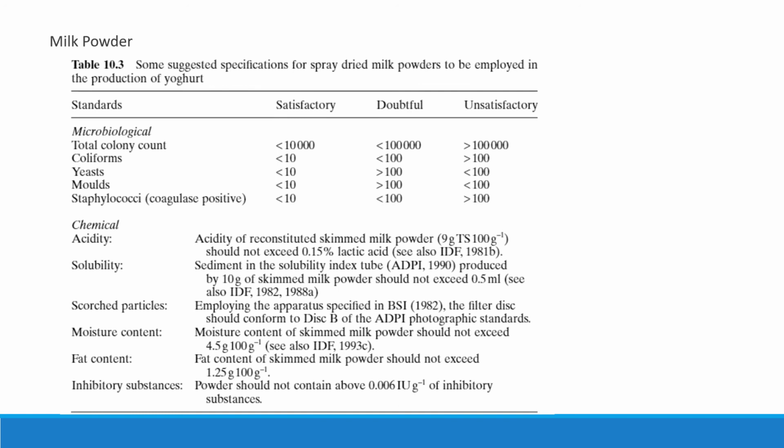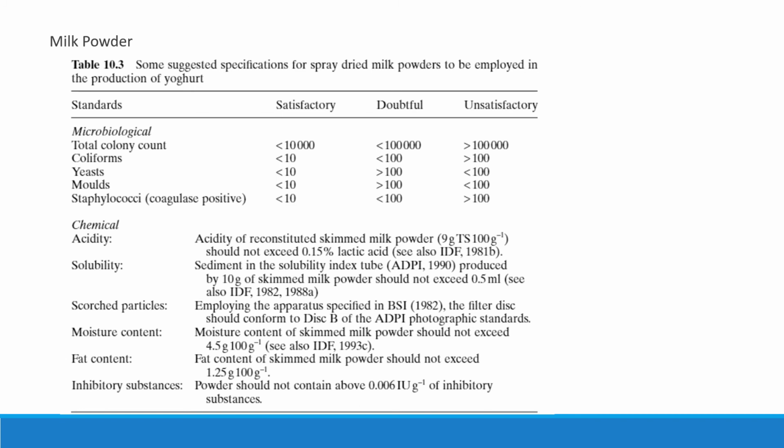For the Staphylococcus, it's coagulase positive. The satisfactory is less than 10, doubtful is less than 100, and unsatisfactory is more than 100. Okay, and for the chemical, the acidity should not exceed 0.15% of lactic acid. And for the solubility, the skim milk powder should not exceed 0.5 milliliter.